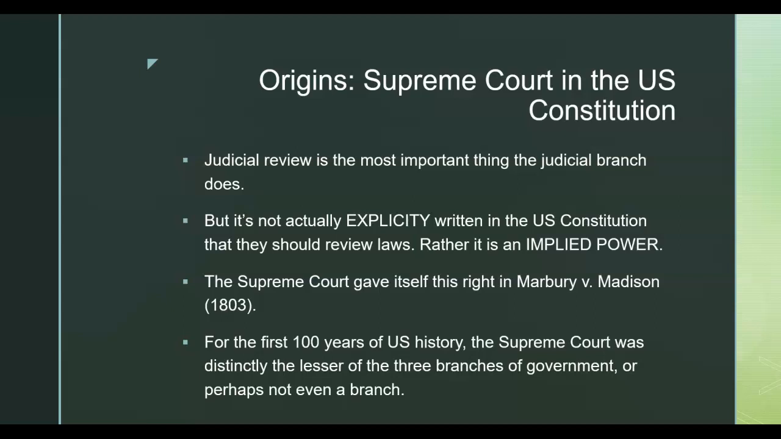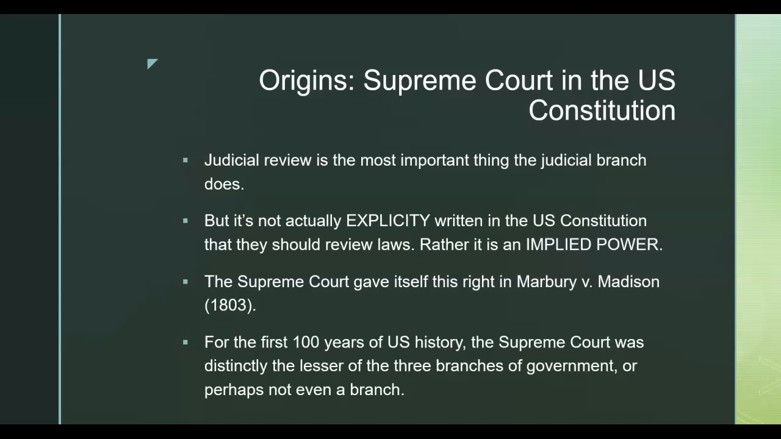But let's talk first about the origins of the Supreme Court in the United States Constitution. As you should remember from my federalism lecture, which was a while ago, the Articles of Confederation were incredibly weak, and that was a problem. And when rewriting the United States Constitution, they increased the power of the central or federal government, including establishing a court system, which was not included in the Articles of Confederation.